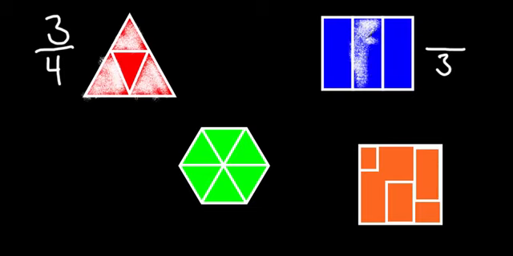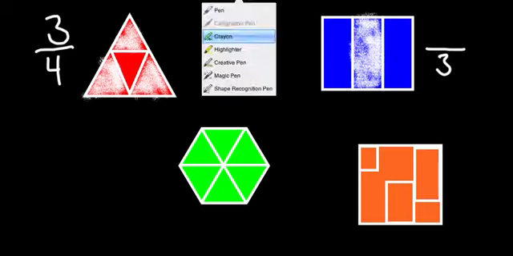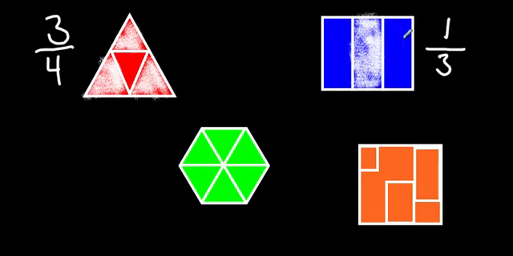Let's see how much of my figure is shaded. And you can see that 1 part of those 3 parts is shaded. So that's 1/3 of this rectangle shaded. 3/4 of the triangle is shaded.